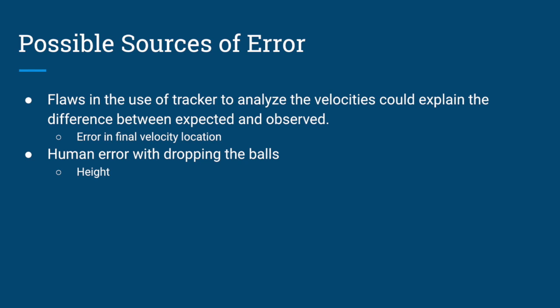We found that the possible sources of error could be a misuse of tracker, with clicking the bottom of the ball inconsistently, and that would account for different final velocities. And then human error with dropping the balls, maybe not dropping the balls from the exact same height every single time, which would result in a difference in the final velocities.